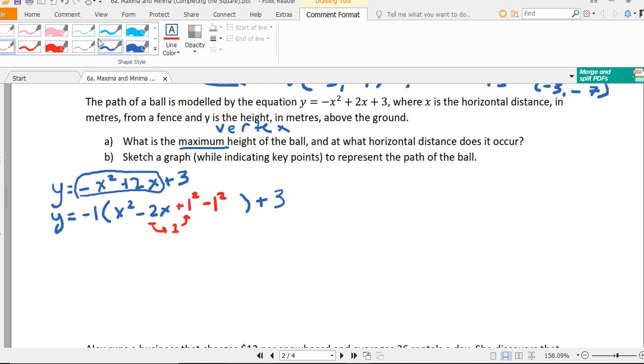Okay. Now next step, negative 1. So I know what's going to need to go in here. So I'm going to copy all this. Maybe I'll use a different color.